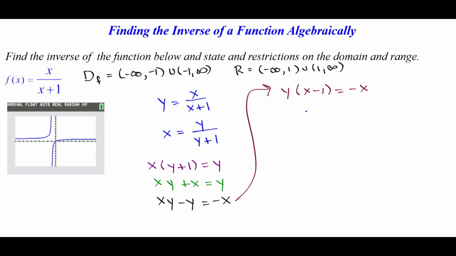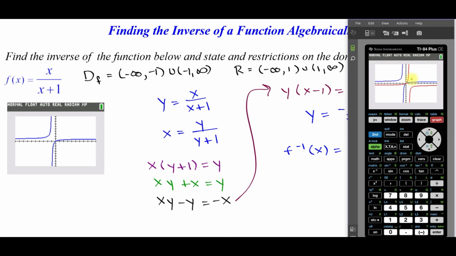And then finally, we'll divide both sides by the x minus 1, so we get y equals -x over x minus 1. So my inverse function is -x over x minus 1.